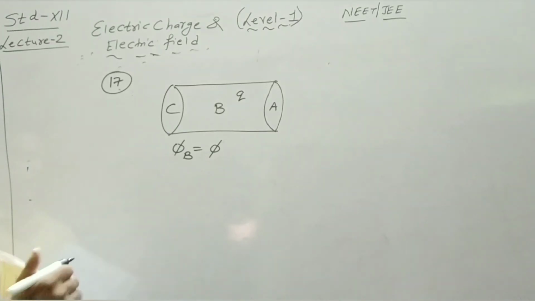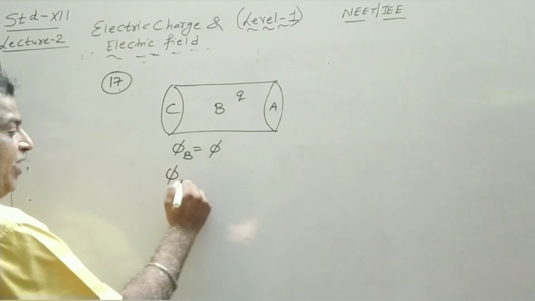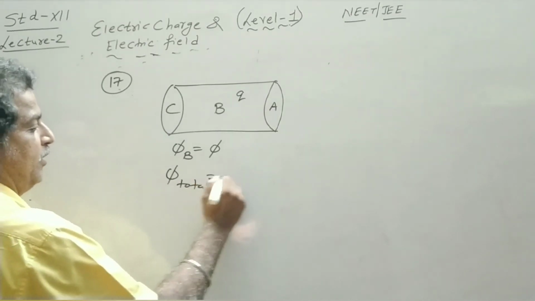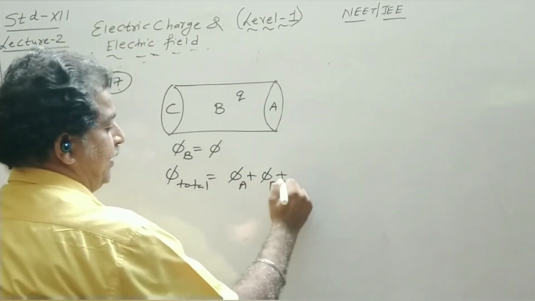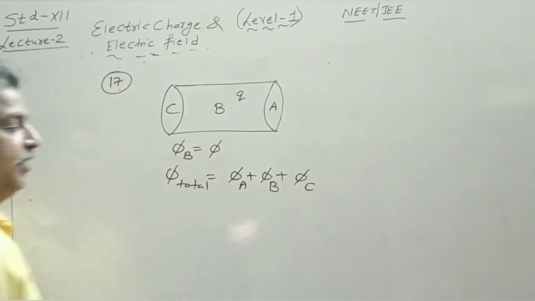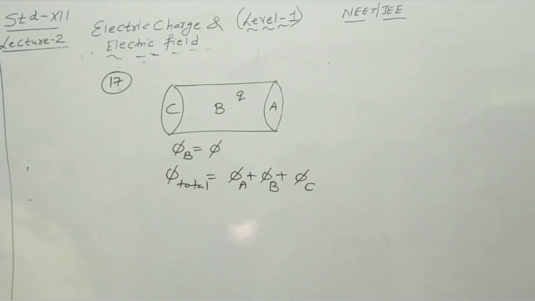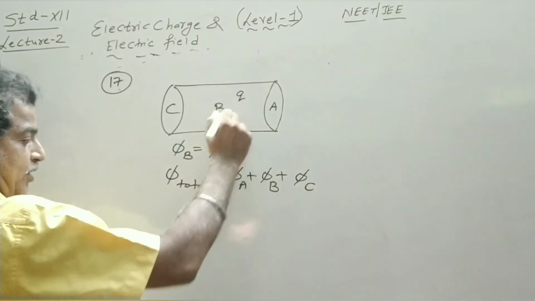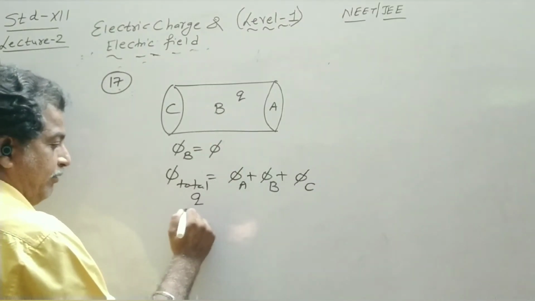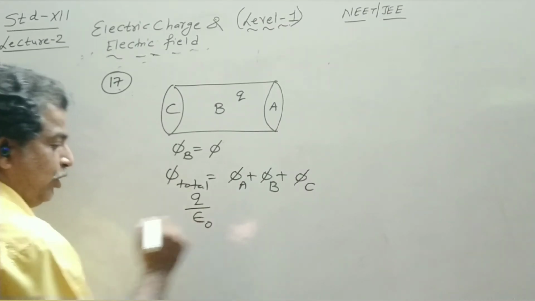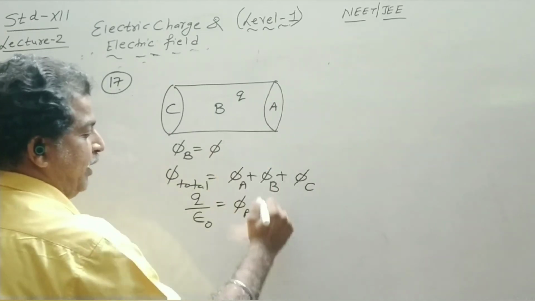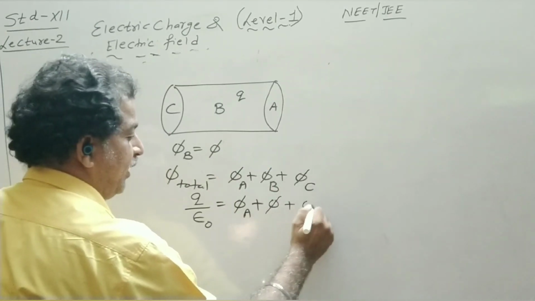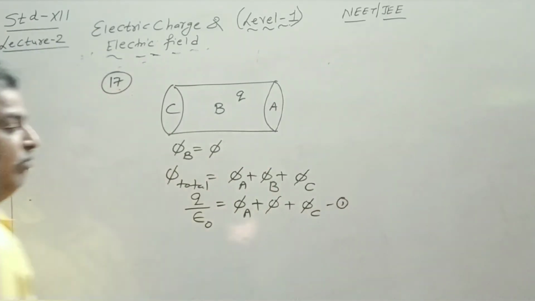Now see, the total flux phi total is equal to phi A plus phi B plus phi C. This is the total flux. Total flux according to the Gauss law is charge enclosed divided by epsilon naught. So this is equal to phi A plus, in the place of phi B, phi is given, so phi, plus phi C. This is our equation 1.